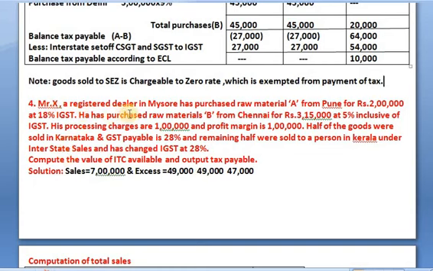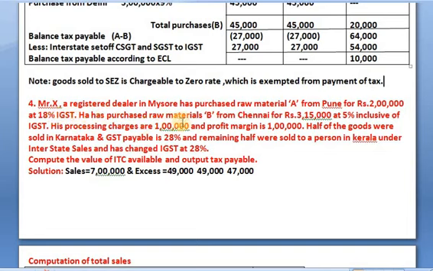Mr. X, a registered dealer in Mysore, has purchased the raw material A from Pune. So Mysore, Pune, two different states. Looking at the places, you should understand it is interstate, so IGST is applicable. In some problems it is given like this, in some it is not, and we have to understand. From Pune for rupees 2 lakhs at 18% IGST. If IGST is given like this, okay fine. If it says at 18% GST, you should assume it is IGST.